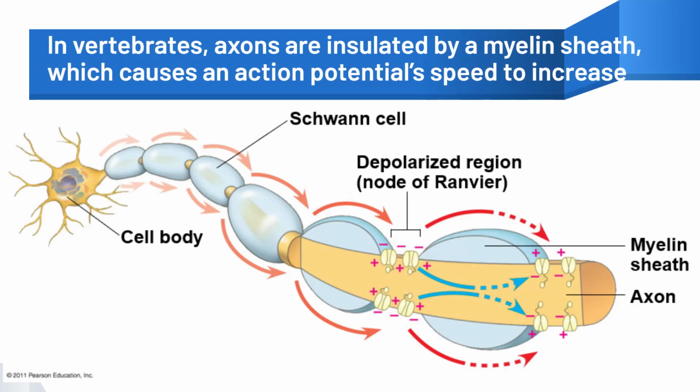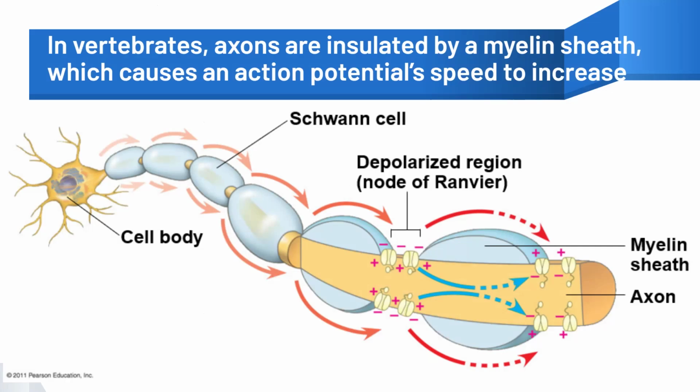If we look at how neurons send signals in vertebrates, some of our neurons are going to be coated by a myelin sheath. And so there are Schwann cells that will produce the myelin sheath. That's actually going to increase the action potential speed.